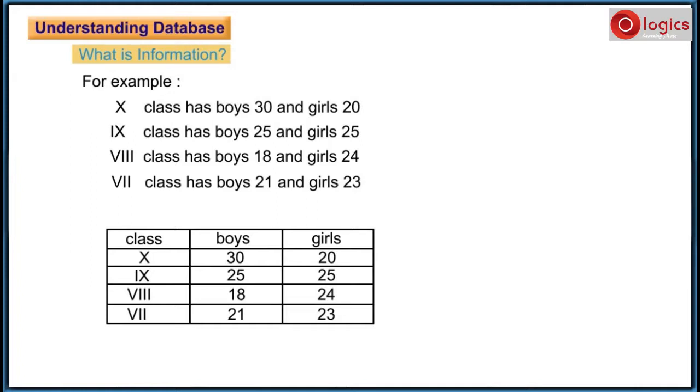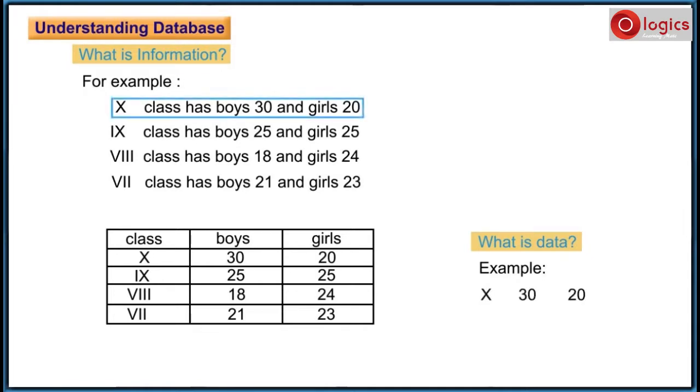What is data? Here the table formatted content is the data. Example: 10th, 30, 20. And the information for this data is 10th class has boys 30 and girls 20.